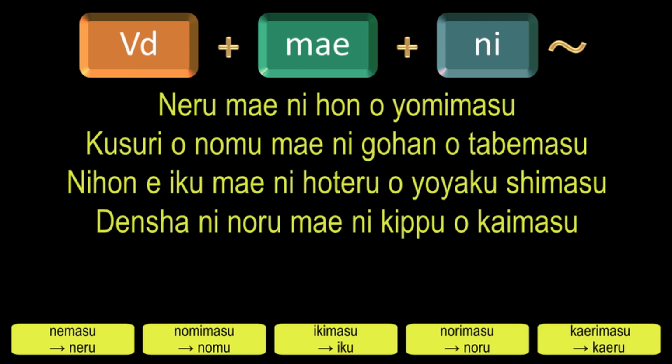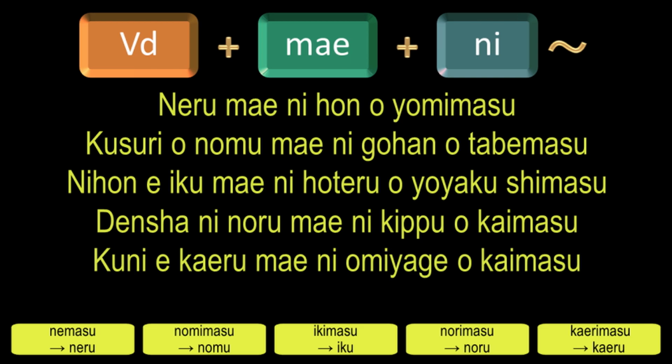The verb kaerimasu means to return or go back, and the dictionary form is kaeru. By adding mae ni, we will get kaeru mae ni, which means before returning. And to say I will buy a souvenir before returning to my country, in Japanese it will be kuni e kaeru mae ni omiyage o kaimasu.